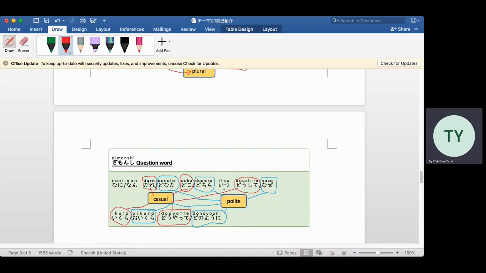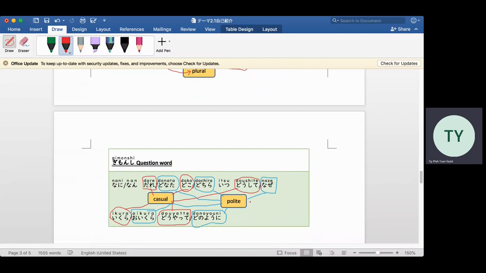Itsu is when, bila. Doshite, naze, both mean why. Doshite casual, naze polite. Ikura, or ikura, means how many. Both mean how many, different: ikura is casual, the other is polite. Last one, doyatte or donoyouni, how, cara, bagaimana.